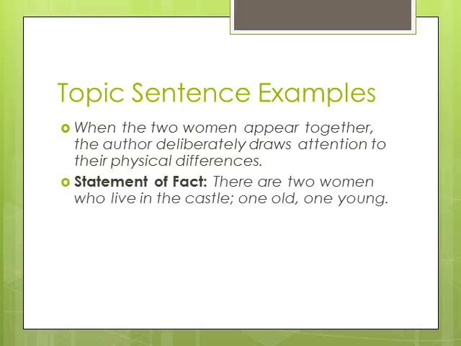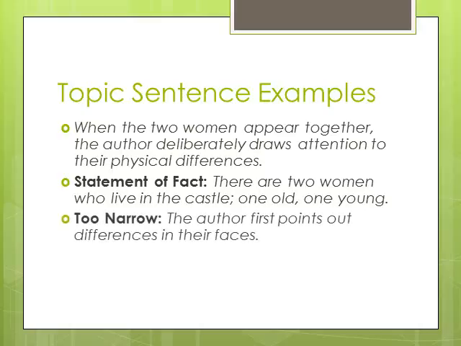Some examples of those bad topic sentences that I told you about. Here's what a statement of fact would look like. There are two women who live in the castle, one old, one young. We know that. That is unhelpful as a topic sentence. Here's an example of a topic sentence that's too narrow. The author first points out differences in their faces. That is true, and that belongs in the body of your paragraph, but it's not going to contain everything you want to talk about with this topic about the physical differences between the women.